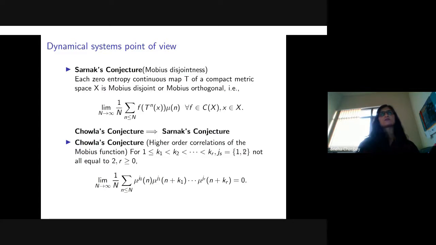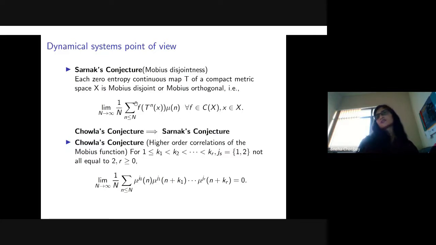Basically, why did we want to study the dynamical systems point of view for these visible lattice points? So it all began with Sarnak, who conjectured a statement involving the Mobius function, which basically talks about the randomness of the Mobius function. It's a kind of ergodic theory statement. It involves zero entropy: a continuous map T of a compact metric space is Mobius disjoint if this limit should be equal to 0, sorry, it's missing here. So this limit as n goes to infinity of 1 over n, summation over n less than or equal to N, of f of this equals 0 for every f in C(X). So this limit being equal to 0 is what was conjectured by Sarnak.